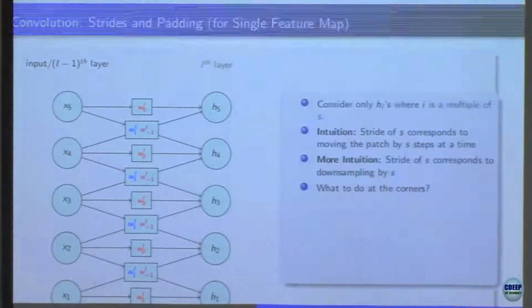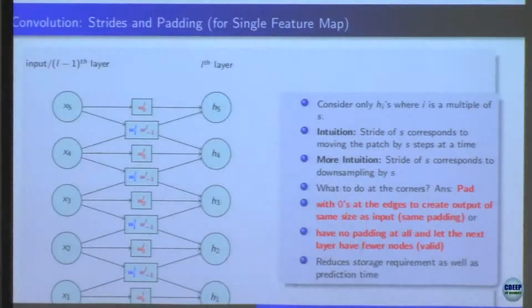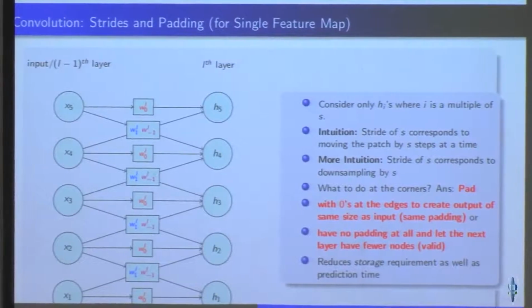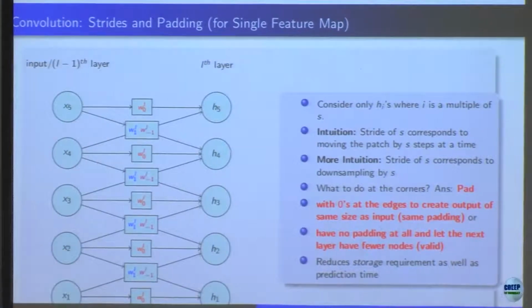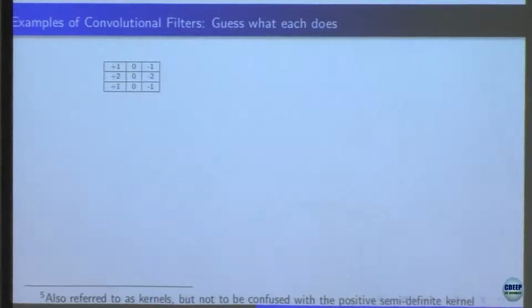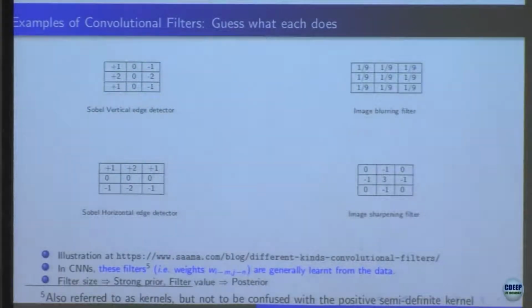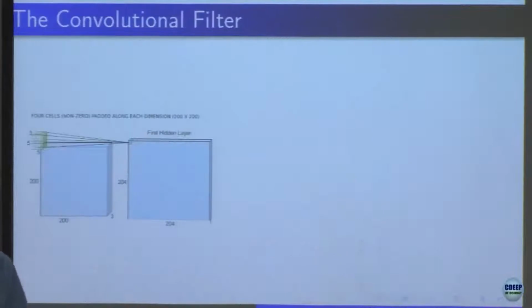And then we talked about striding and padding. So stride corresponds to moving the patch. As I said, it is some kind of sampling, and at the corners you do padding, and then we gave examples of these filters, blurring filters, sharpening filters. Obviously we want to be able to learn these filters and not just force these filters.